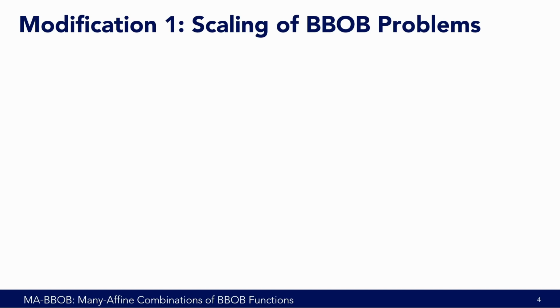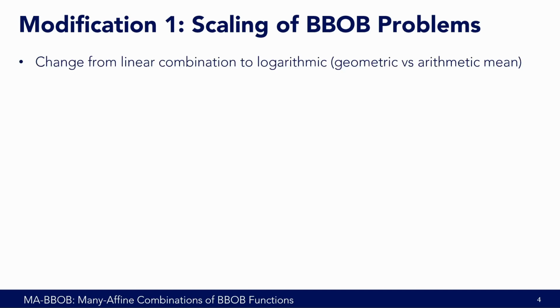So we took this approach and we added a few modifications to allow for this Many-Affine BBOB suite. The first one is scaling of the BBOB problems, where we decide to go from the linear combination that was made by the original paper to a logarithmic one. So we take a geometric mean instead of the original arithmetic mean. And we do this based on precision. So we subtract the function value of the optimum, so we have a global optimum value that's always exactly equal to 0, which makes it a lot easier to aggregate results from different affine combinations together.